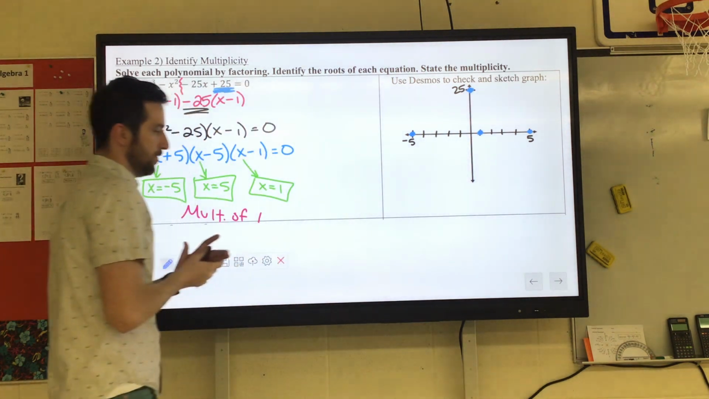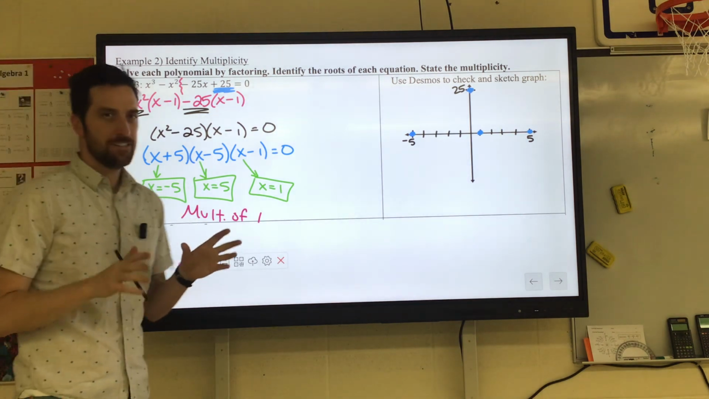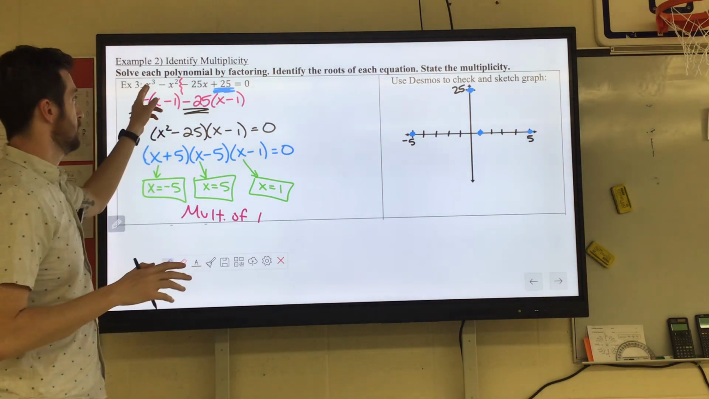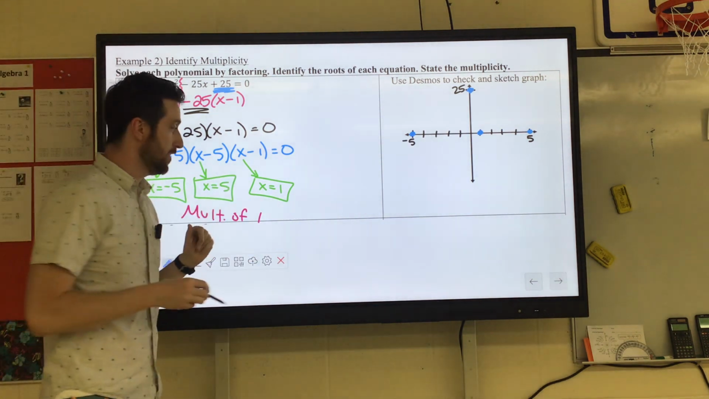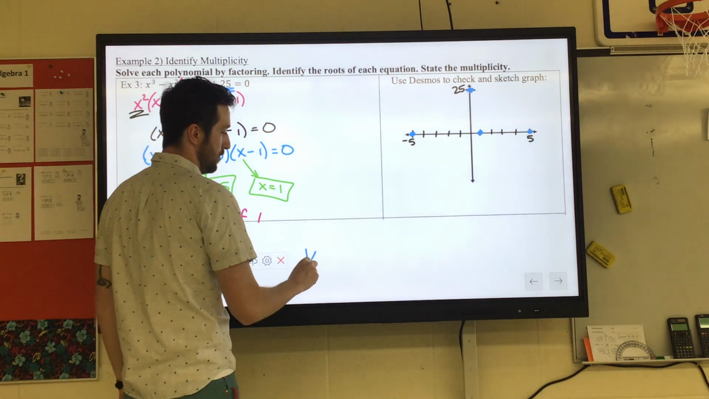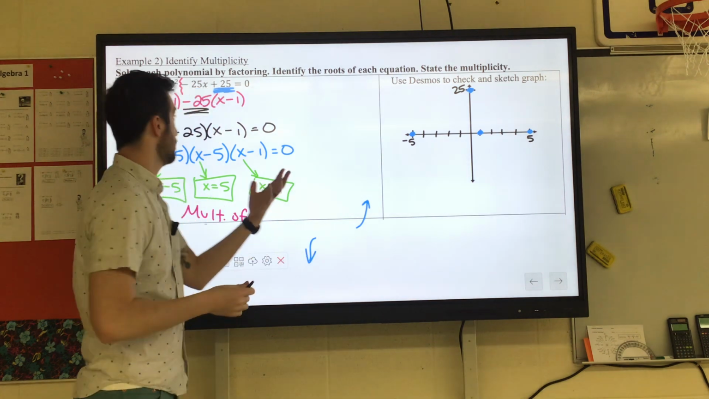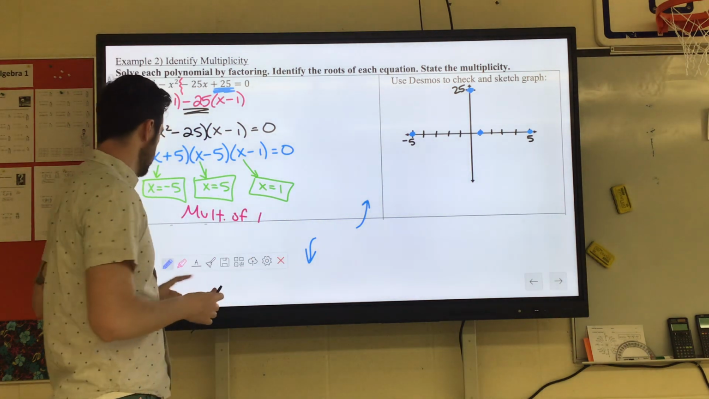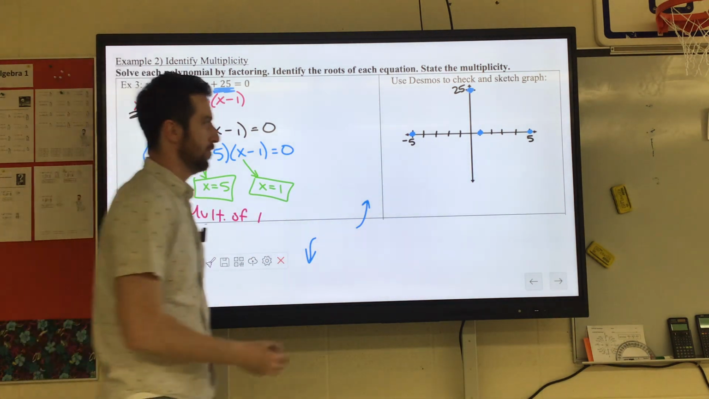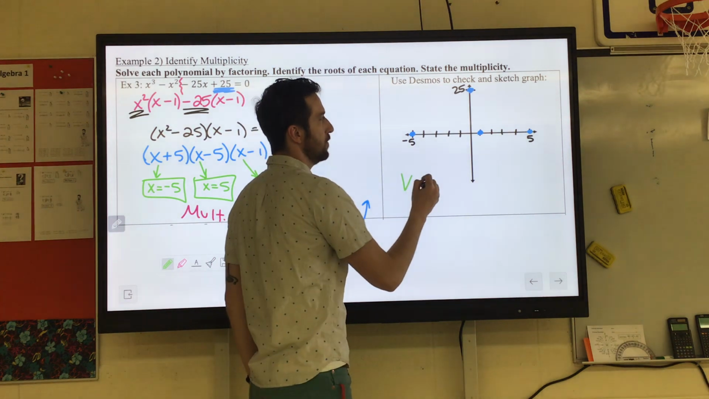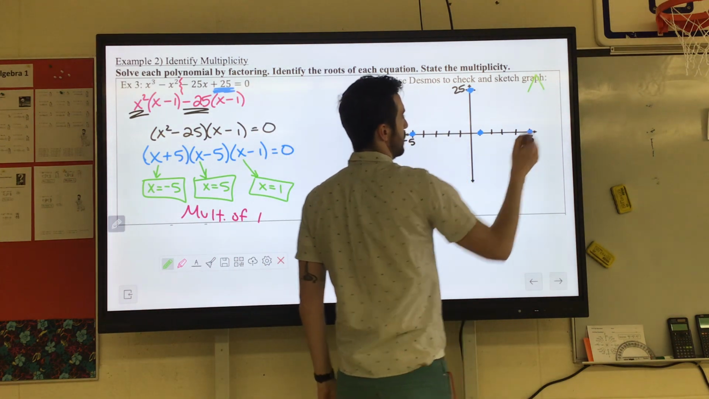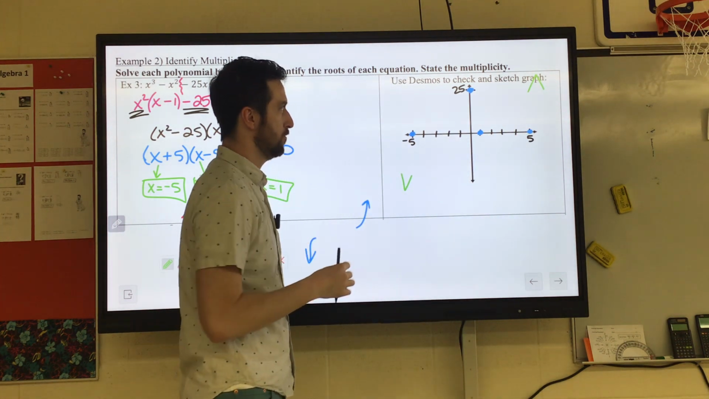So here's the deal. When you have an odd degree, which this is x to the third, that's odd. Odd degrees start low and they end high, as long as your lead coefficient is positive, which it is here. So we don't need this graph to be exact, but we know that it's going to start low and it's going to end high. So keep that in mind as you go through the points.